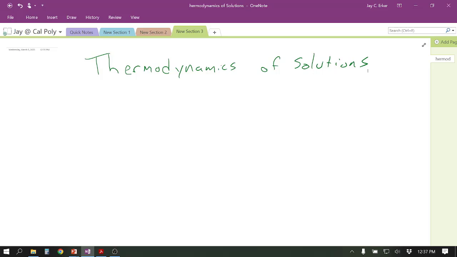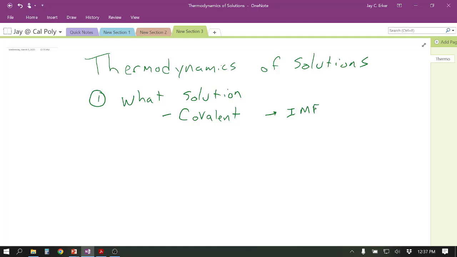The first thing we have to do when we're thinking about the thermodynamics of solutions is figure out what type of solution we are making. And there are a couple options here. The first thing we should look for is, are we looking at a covalent solution? That's going to be a situation that's dominated by intermolecular forces. And that would be like dissolving water and oil together. My classic example is making a salad dressing.